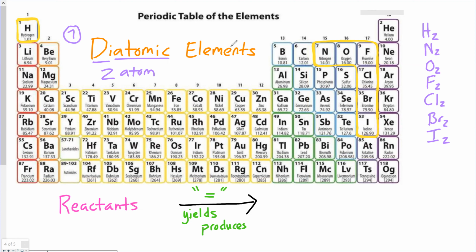Guess what reactants do? Yeah, they react, okay? This is the stuff that we start with, and they react together chemically. Then the arrow is saying, hey, after the reactants react together, they make some stuff, or they produce some stuff on the other side.